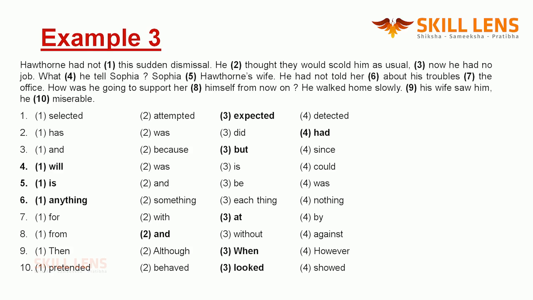The fourth blank: what dash he tell Sophia? The answer is, what will he tell Sophia? This is a thought that is running through his mind, a thought that is yet to happen, an action expected to happen in the future. So it is, what will he tell Sophia? Sophia is Hawthorne's wife.